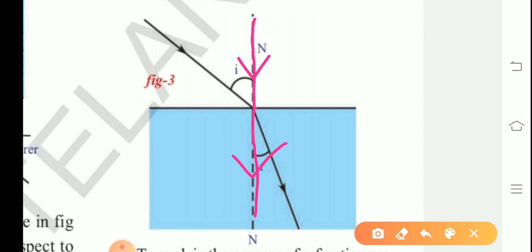Okay, it doesn't make any angle. So the angle made by the refracted ray in this situation is 0 degree. Understand? And also when light ray travels along the interface. Understand? So these are the two conditions you must remember, right?